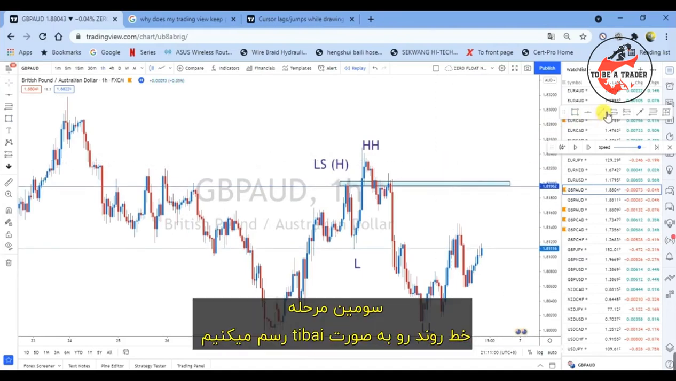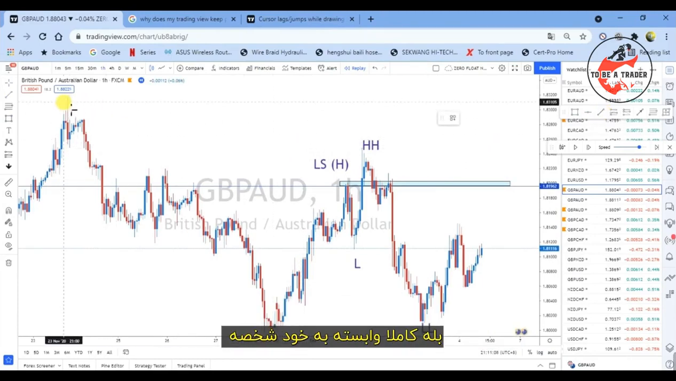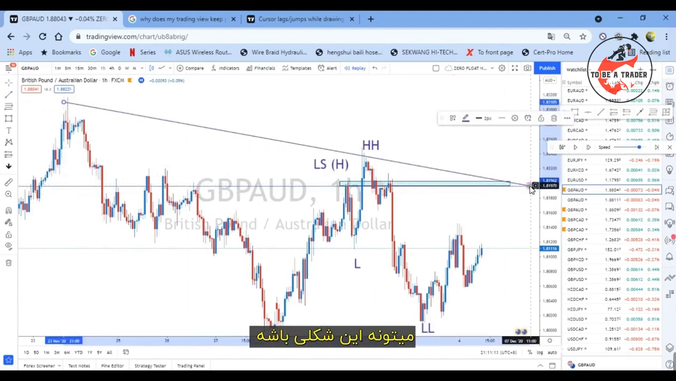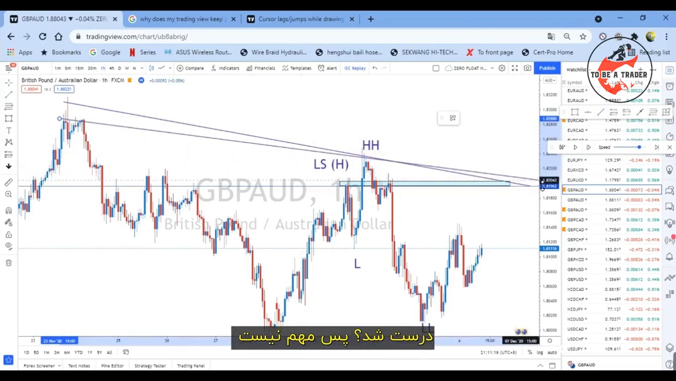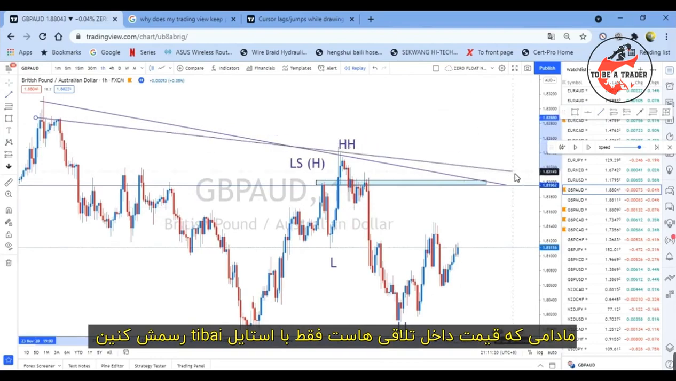Thirdly, then only we draw the trend line, T-bar style. So how do we draw the trend line? Sometimes a lot of people say that this is very subjective. Yes, it is very subjective, but it doesn't matter as long as we just draw a trend line. It could be like this. It could be like this. Alright? It doesn't matter. Just draw it as a T-bar as long as the price is within the confluence.